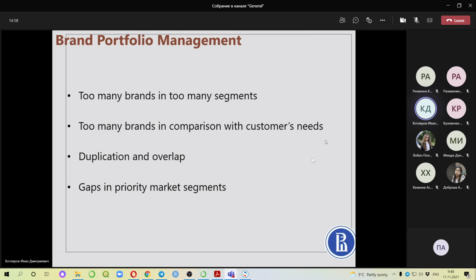Each brand should have a clearer image. It should have clear values, clearly distinct from values of other brands of our company, and it should clearly correspond to a specific segment with specific needs. Otherwise, there will be confusion. Your brand image will be unclear, and your investments into this brand may be inefficient. And the last problem, gaps in priority market segments. What it is, guys?